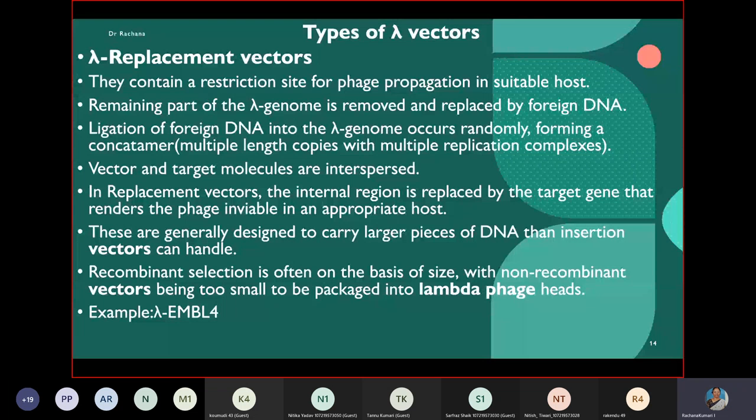So maybe I can just go back to those two diagrams once I finish the lambda vectors. Those are the diagrams which are related to the screening of these bacterial plasmids. So I will tell you what they are, the same explanation which I have given for selection of recombinant clones.